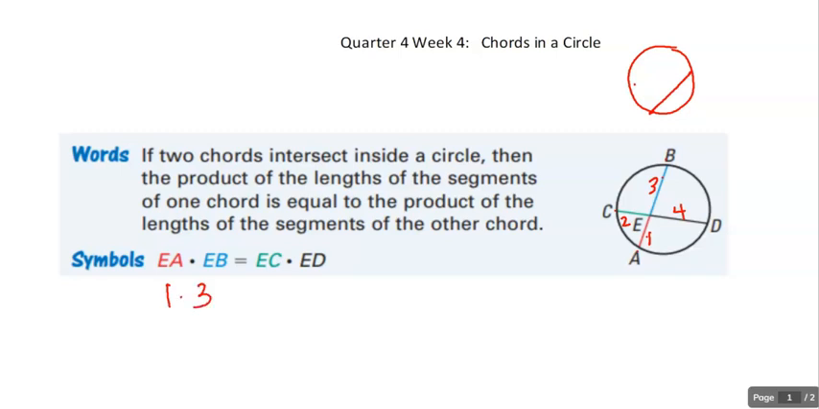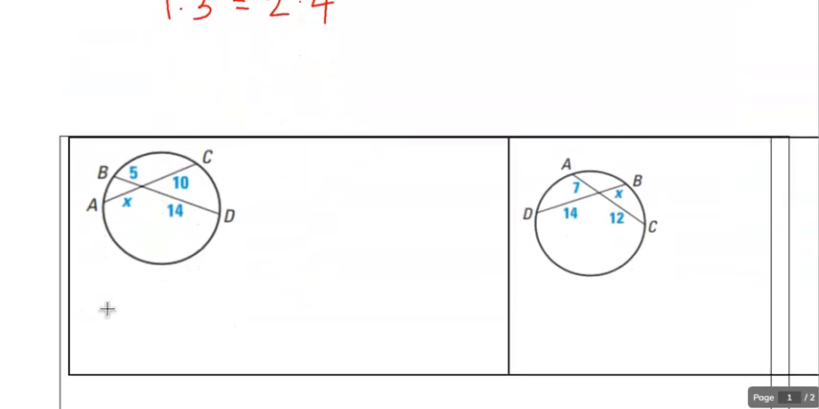It doesn't matter if I would have put 3 times 1 or 1 times 3, but they are together on the same chord. And on the second chord, CD, we've got EC times ED. So EC is 2 and ED is 4. So 2 and 4, those are both on the same chord and they go on the same side of the equation. Okay, and so that's the relationship. You want to multiply the parts of the chord and they need to be equal to each other. So we're not saying that the chords are the same length. We're saying the product of the chords are the same length, okay? So let's see how that works.